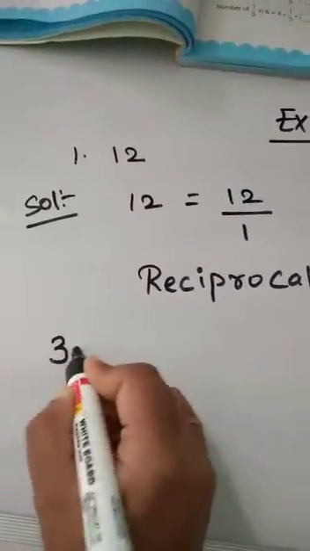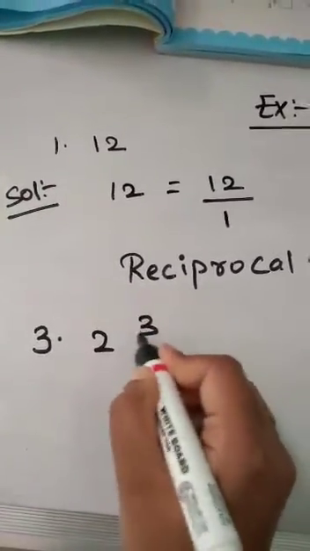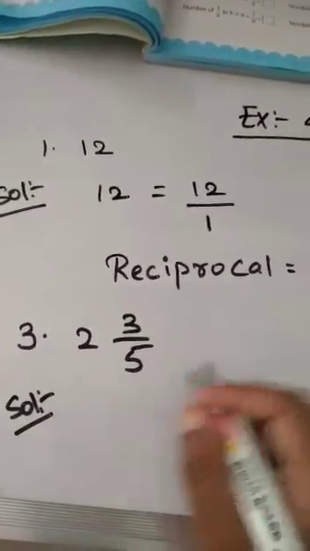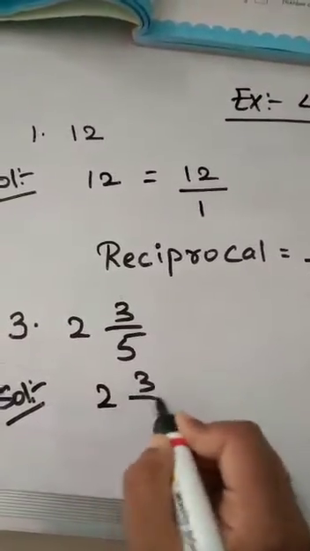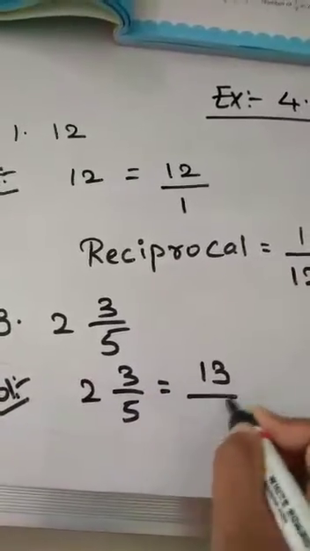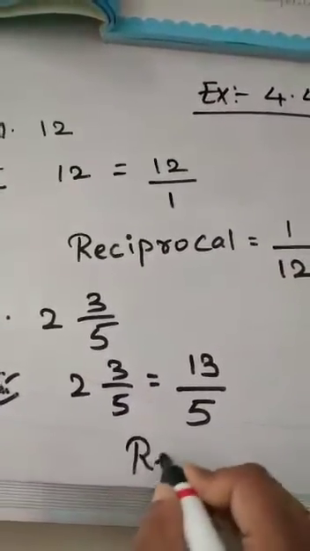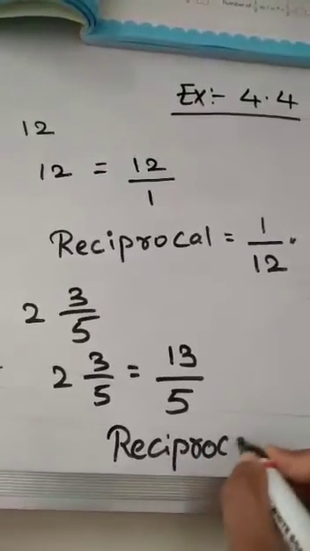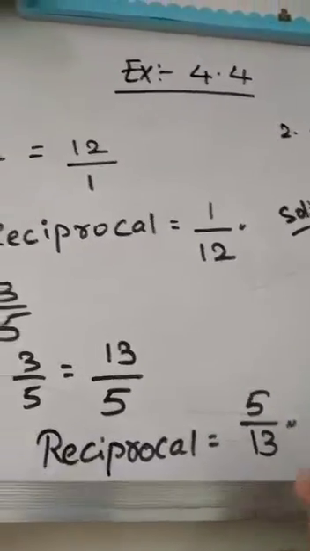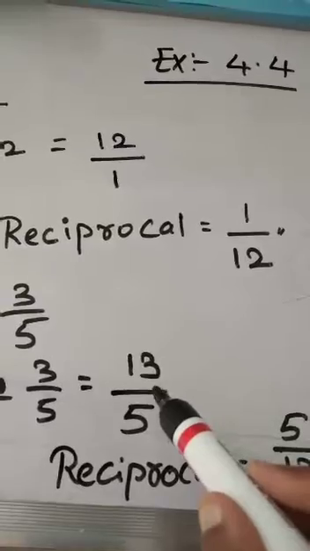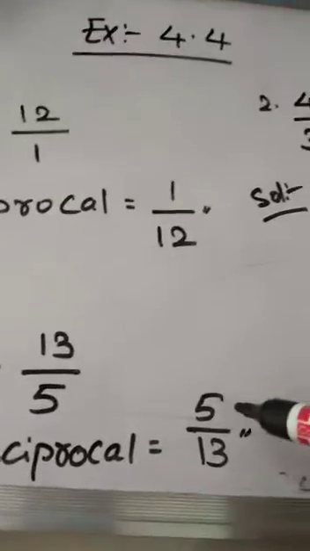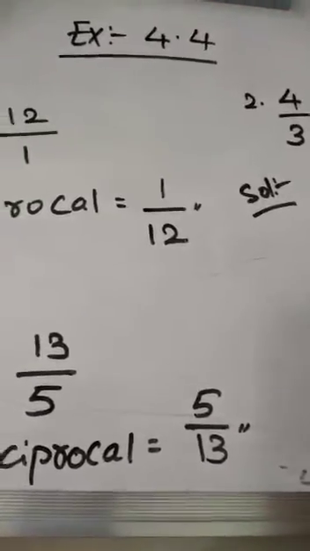Third one, 2 3 by 5. We have to take the reciprocal of this. 2 3 by 5 equals 5 2s are 10, 10 plus 3 is 13 by 5. So the reciprocal equals 5 by 13. We are interchanging the numerator and denominator.